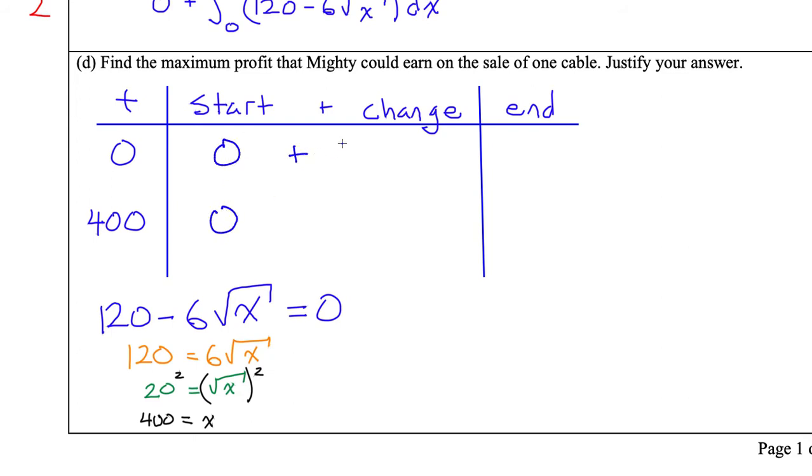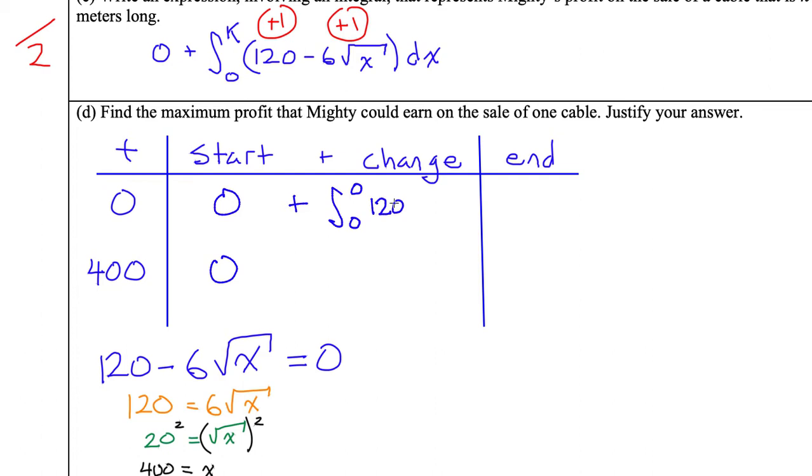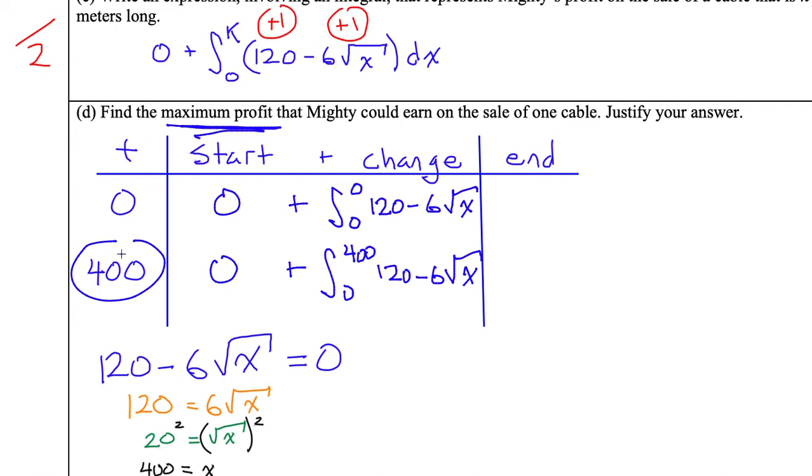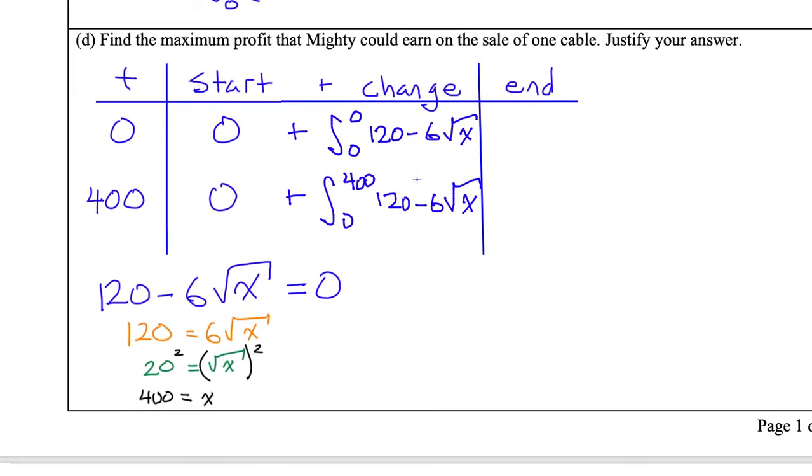And then our change is the integral from 0 to 0 of this 120 minus 6 square root of x, plus the integral from 0 to 400 of 120 minus 6 square root of x. And we actually have to calculate what that is, because it's asking what is the profit, not how long does it need to be. Obviously the length should be 400, but what amount of money are they going to make? And the answer is you have to do the integral.